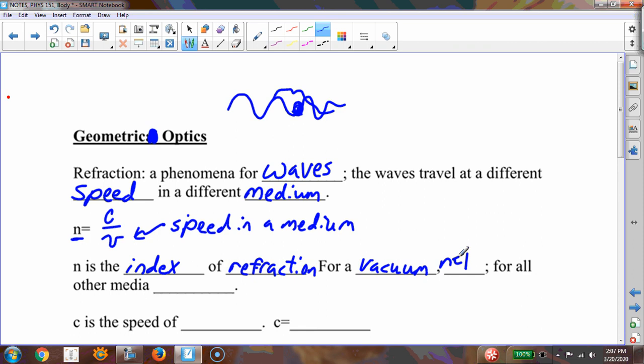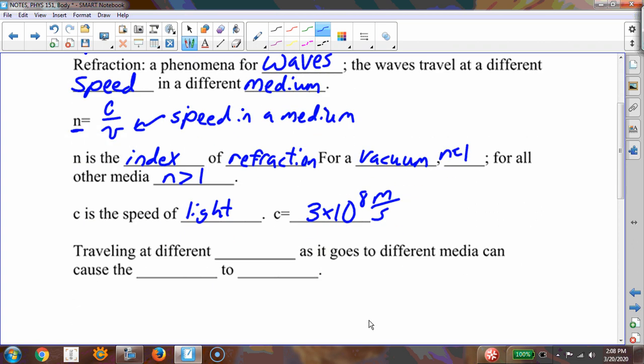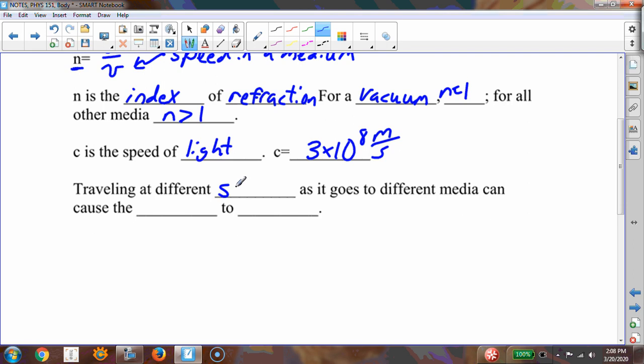For all other media, what is n going to be? Is it going to be bigger than 1, less than 1, or equal to 1? Well, if light slows down when it enters a medium, then v would be less than c. If v is less than c, then n is bigger than 1. As I said, c is the speed of light. We've seen that before. It has a value equal to 3 times 10 to the 8th meters per second. Traveling at different speeds as it goes to different media can cause the light to bend, or the wave to bend.